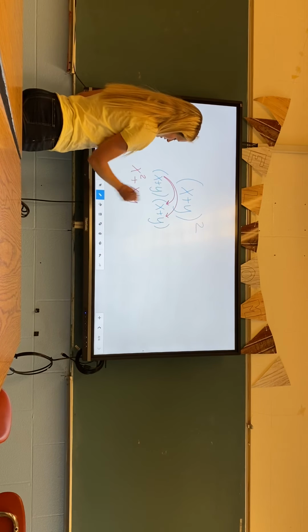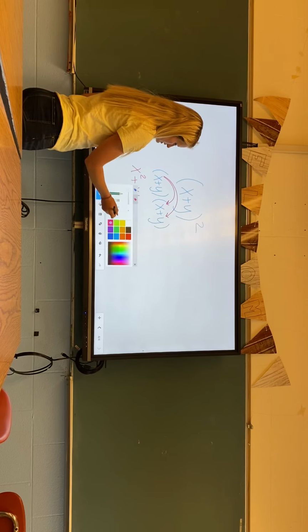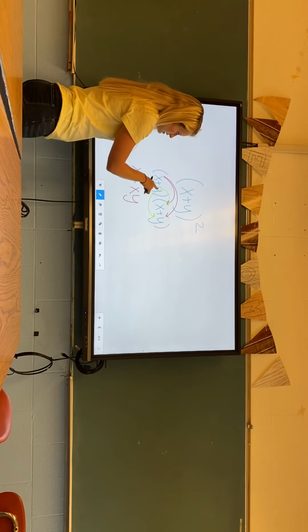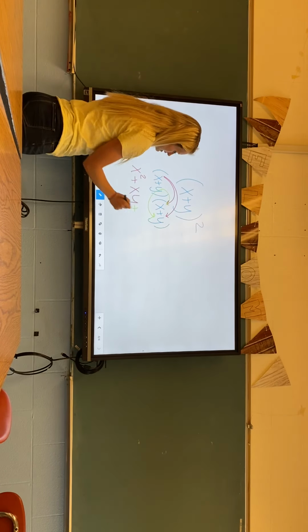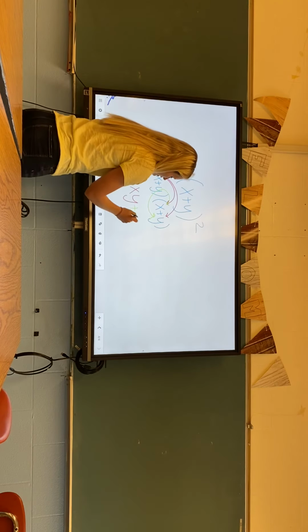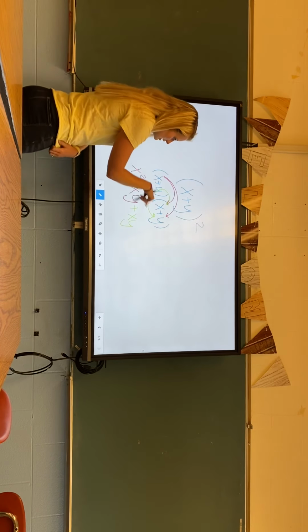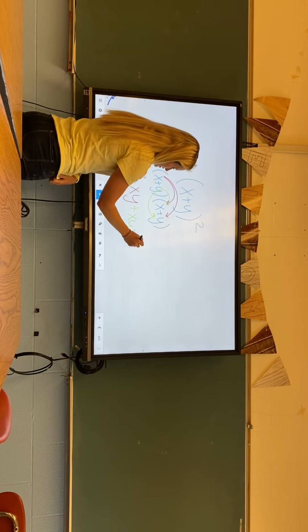Okay, so then I have y times x and y times y. So y times x, same thing. It's just going to be that xy again. I like to write it in alphabetical order. It's easier to keep it organized. And then y times y is y squared.